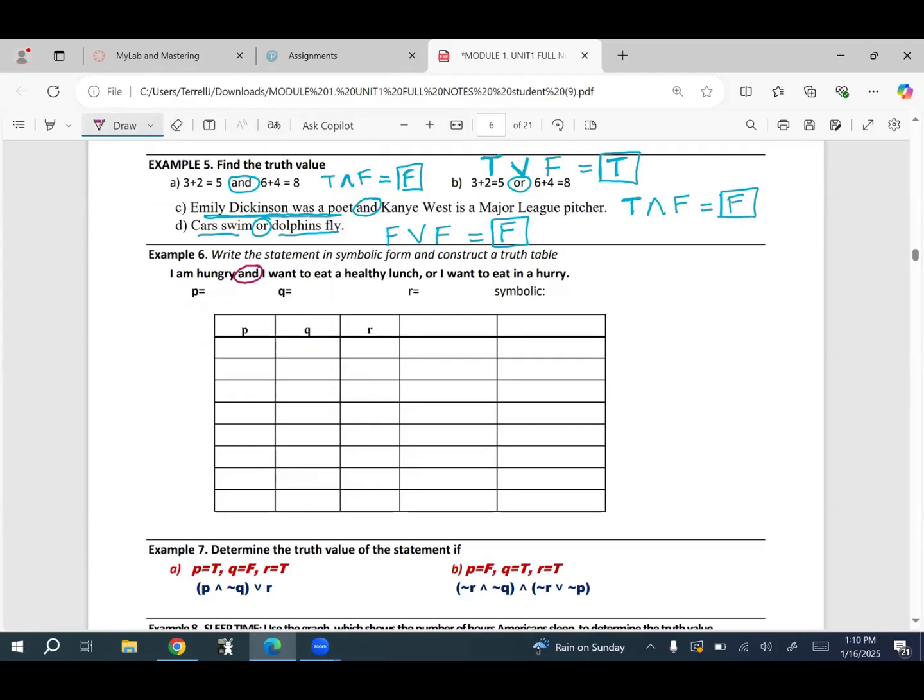So the first one is I'm hungry, which I'm going to call P. I am hungry. Followed by the next one, which is I want to eat a healthy lunch. That's the next proposition. So I'm going to write that here. I want to eat a healthy lunch. And then you see the next thing, the connector is an or. What's the last proposition? I want to eat in a hurry.